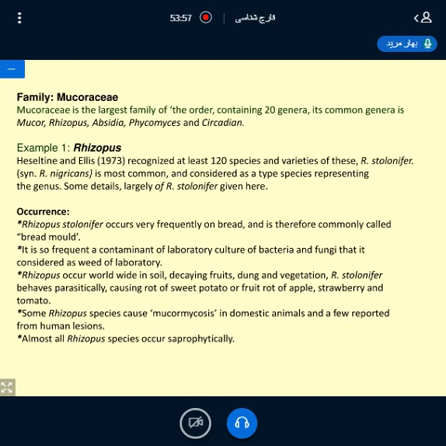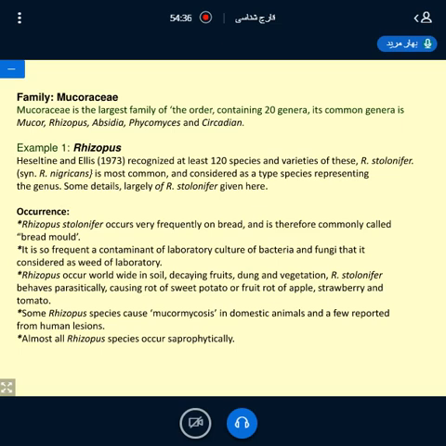Esselstyn and Ellis recognize at least 120 species and varieties of this genus. Rhizopus stolonifer is most common and is considered the type species representing the genus. Some details: a large Rhizopus stolonifer is given here. Rhizopus stolonifer causes rot on strawberry and peach.